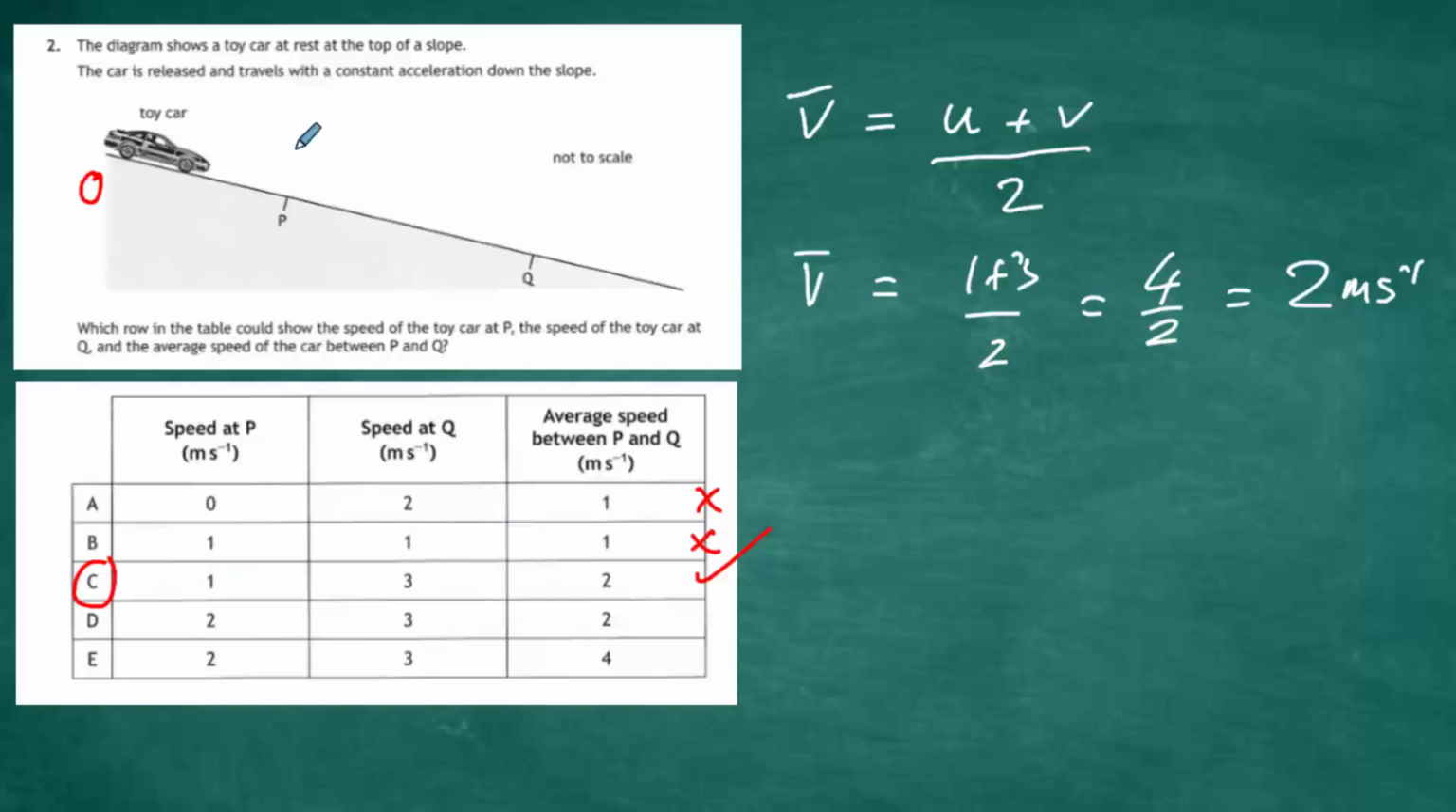The speed at P is 1 meters per second. The speed at Q is 3 meters per second, and to find the average speed, we've just worked out there, the average speed is the starting speed, whatever it is, plus this final speed, and we divide by 2. So 1 plus 3 is 4, 4 divided by 2 is 2, and that's going to give us an answer of C.